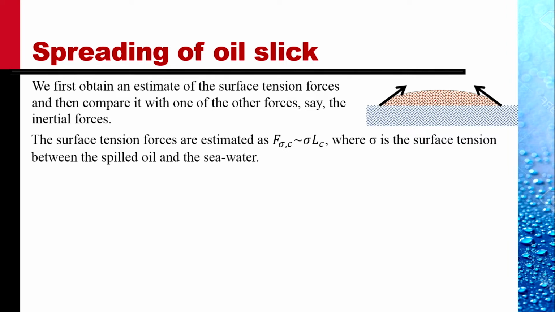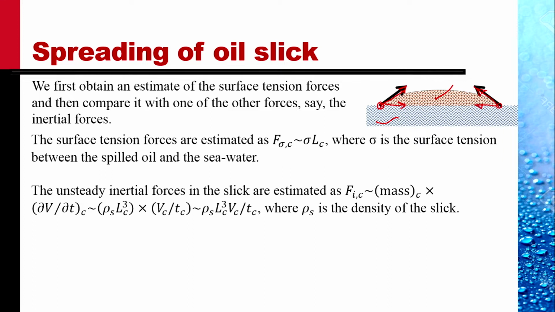This red drop represents a mass of oil on seawater. The surface tensions acting on this with the angle of contact act in these directions, and the component of these horizontally will try to oppose the expansion of the slick.